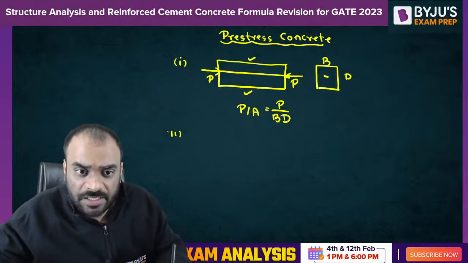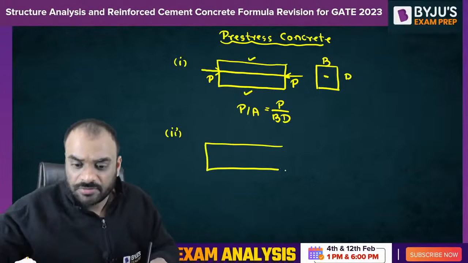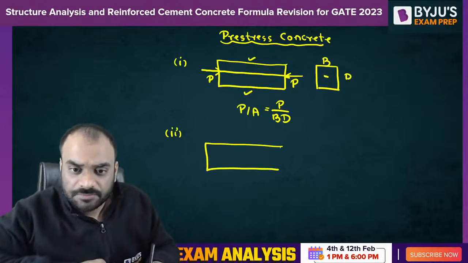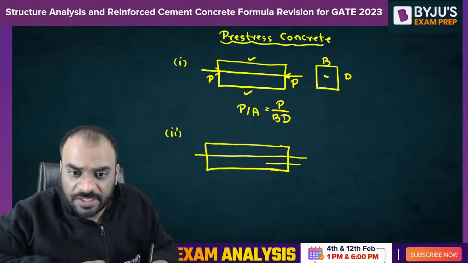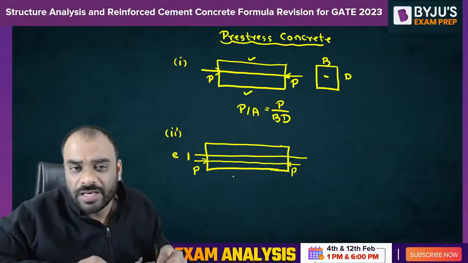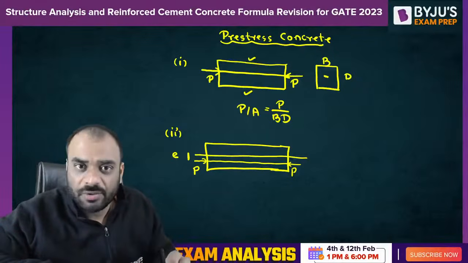Okay. Second condition, guys. Let us suppose we have a straight cable, but it is present at an eccentricity of E. This is P, this is P. At an eccentricity of E, the cable is present. Now let us suppose I want to calculate the stress at the top fiber and at the bottom fiber, how can I calculate it?